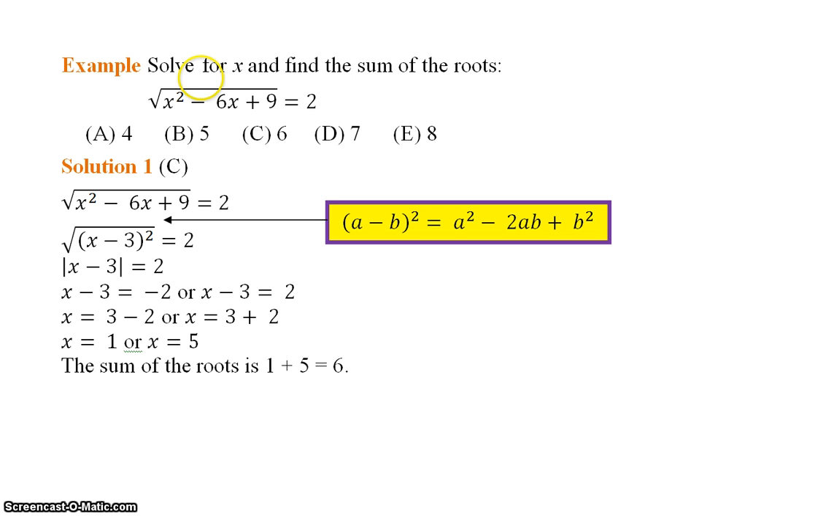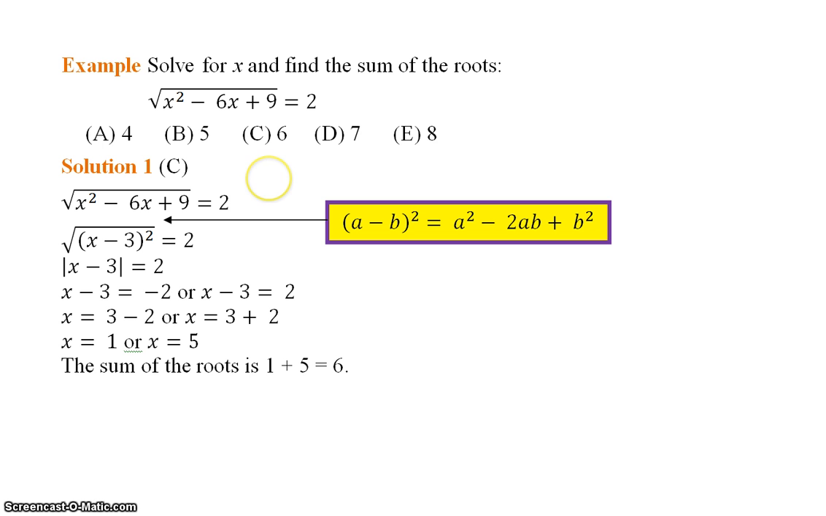Example. Solve for x and find the sum of the roots. The equation is square root of x squared minus 6x plus 9 equals 2. You have 5 possible choices to choose from. The right choice is C. The sum of the roots would be 6.